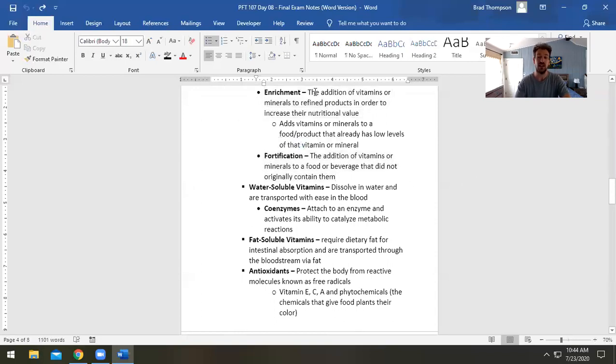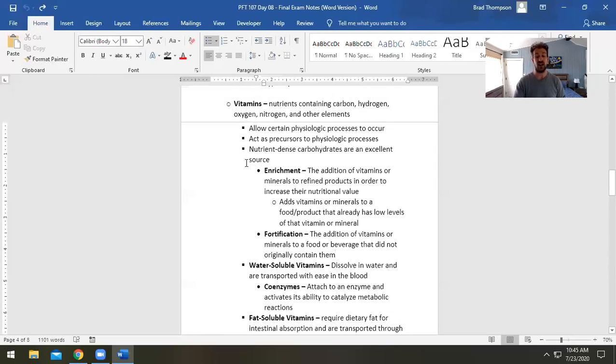So an enrichment is where you add vitamins to products that have kind of lost their nutritional value, and so that boosts their nutritional value back up. So it's adding vitamins or minerals to a food or product that has those vitamins and minerals in it, but maybe only in low amounts. Then fortification is adding vitamins or minerals to a product that might not necessarily have contained those vitamins or minerals in the first place. It's like taking your slice of bread with a vitamin pill, vitamin supplement.